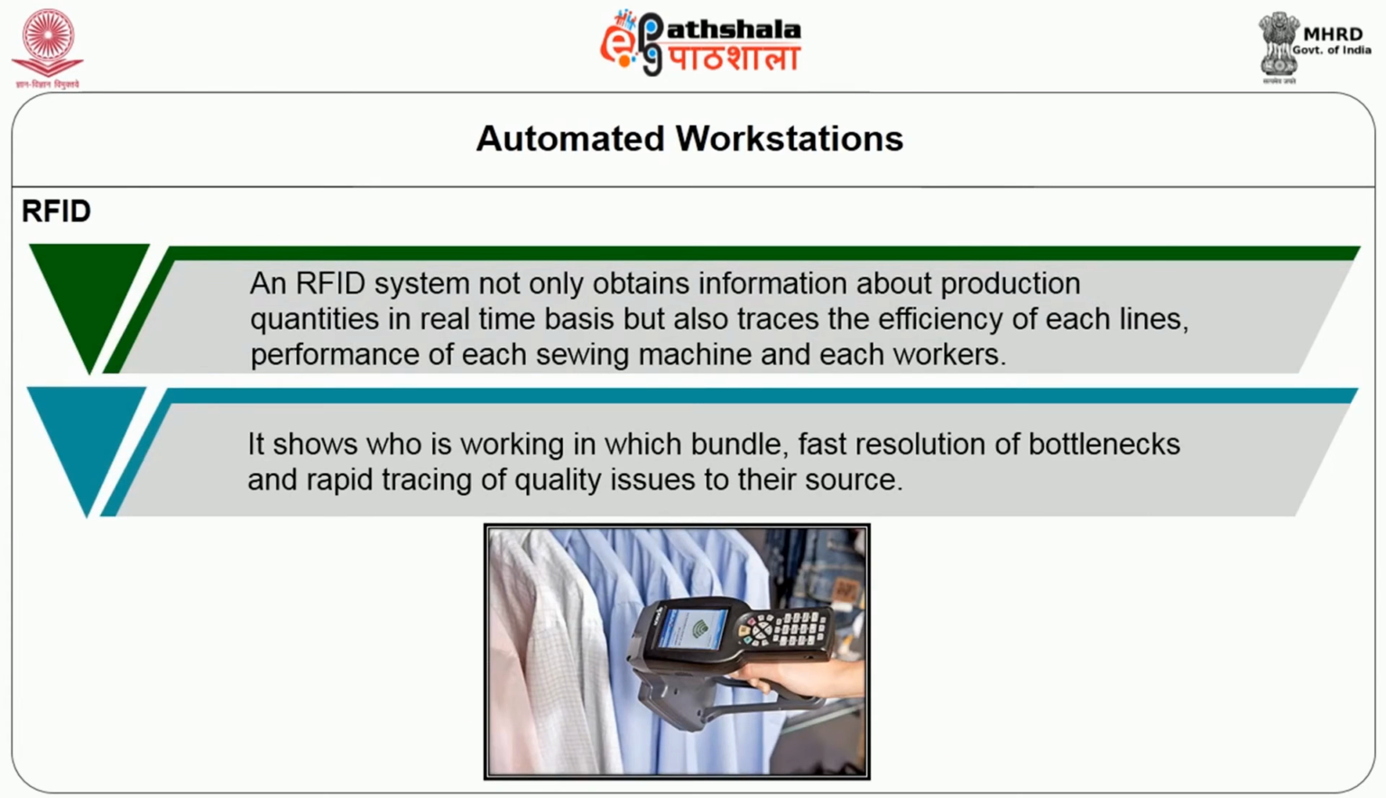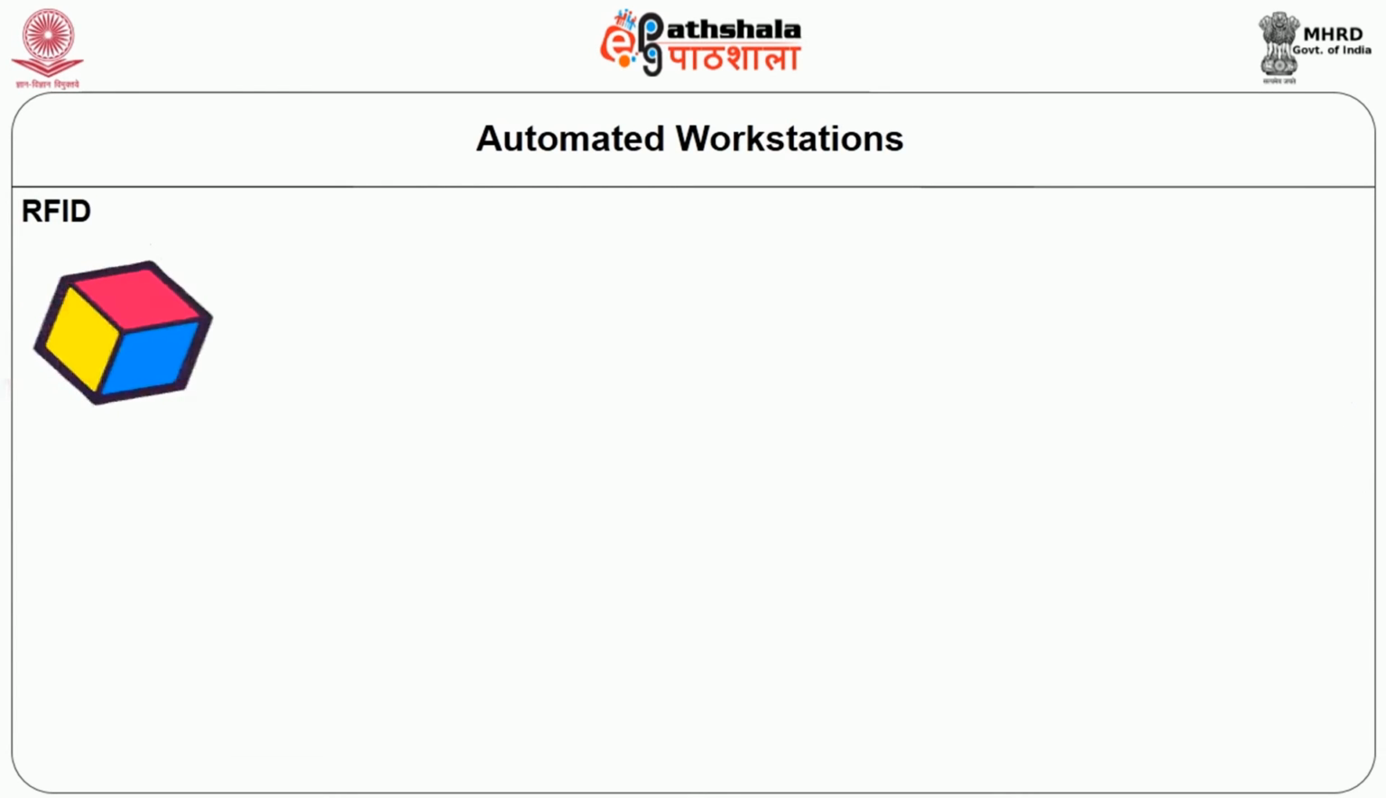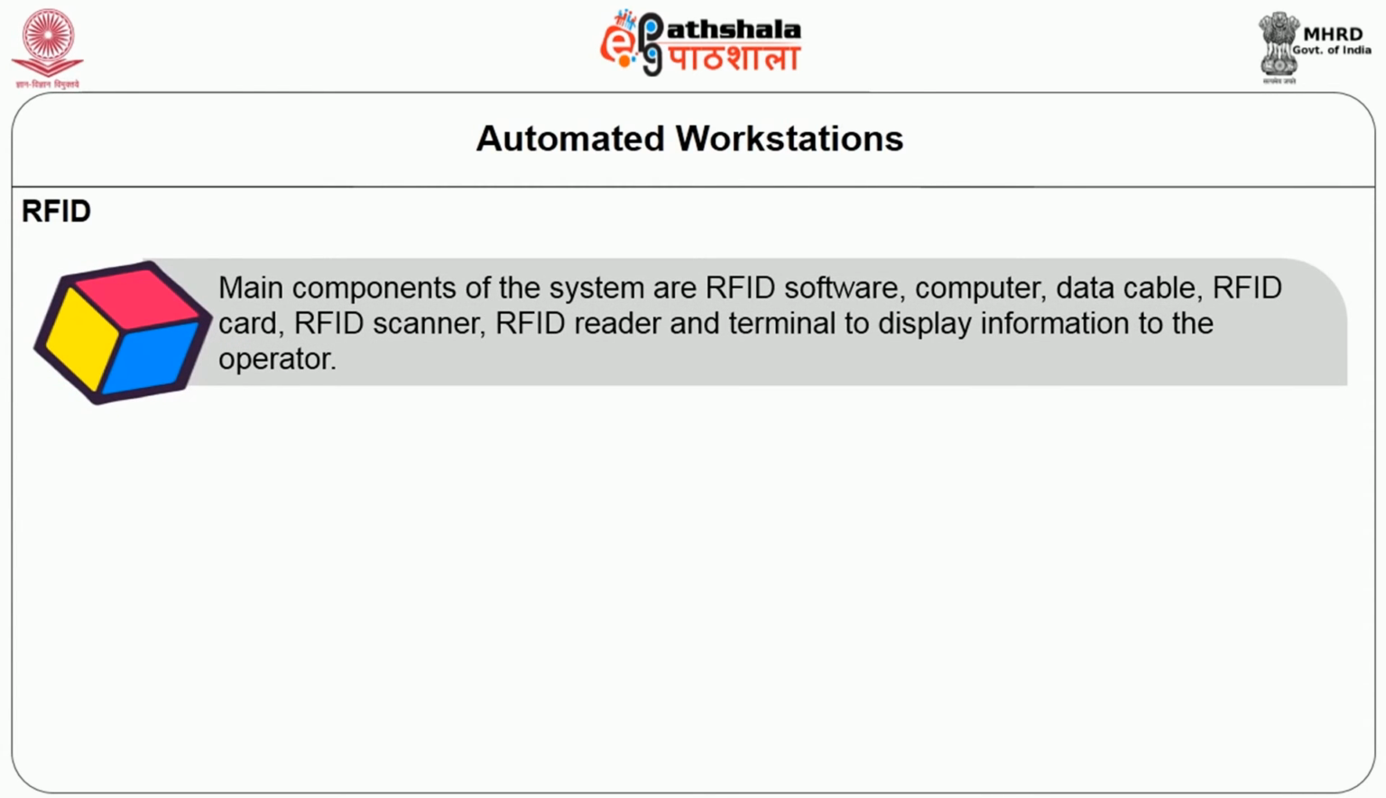An RFID system not only obtains information about production quantities on real-time basis, but also traces the efficiency of each line, performance of each sewing machine and each worker. It shows who is working in which bundle, a fast resolution of bottlenecks and rapid tracing of quality issues to their source. Main components of the system are RFID software, a computer, data cable, RFID card, RFID scanner, RFID reader and a terminal to display the information to the operator.